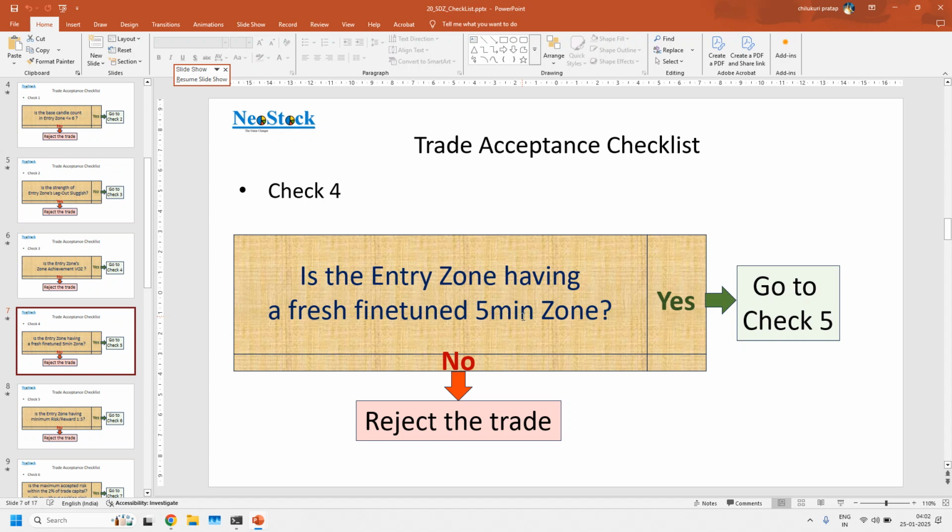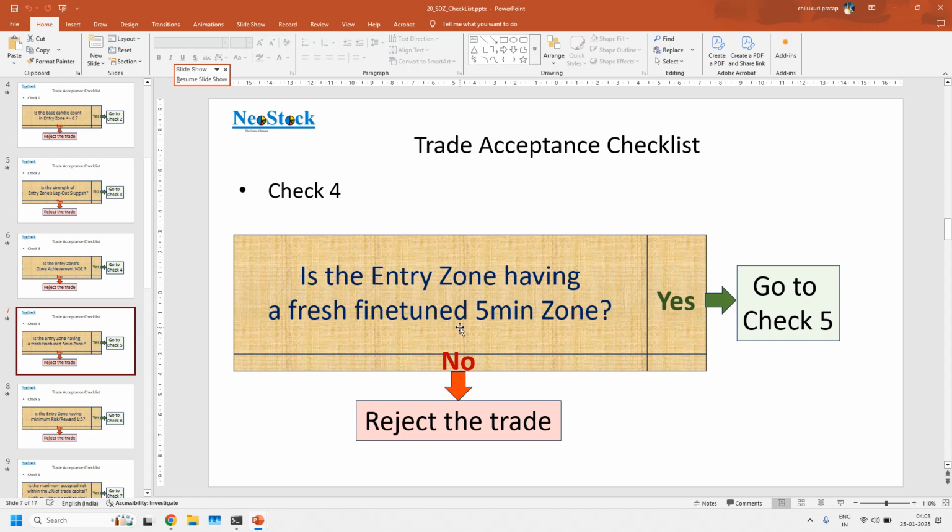If it is not there, there are higher chances the zone will be violated. That is what you learned in lesson 16, the second video in lesson 16, when a zone will be violated. At least 80% chances are there for the zone violation. I told you, if a zone is not having a fresh fine-tuned 5-minute zone, there are higher chances the zone will be violated. Suppose the zone is having higher chances to violate, do you want to take a trade in that zone? No. That's why we want to reject that. That's why I added this as part of our checklist.